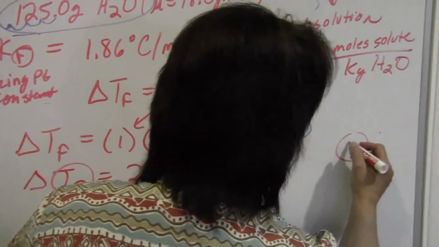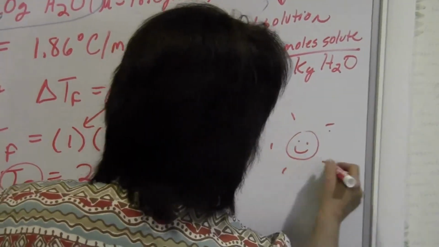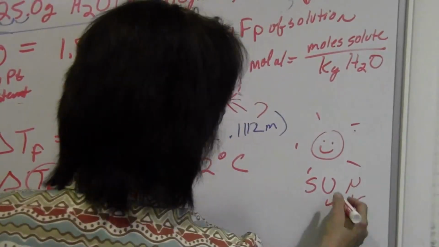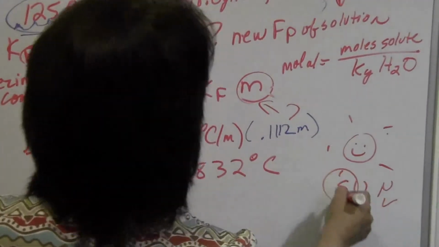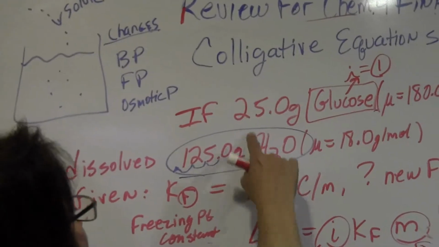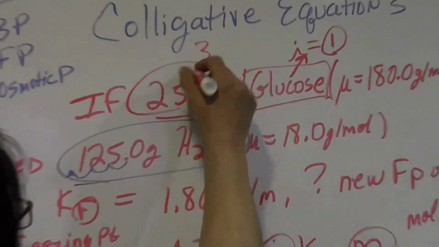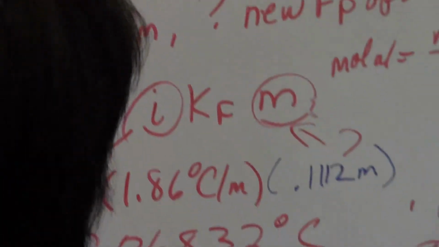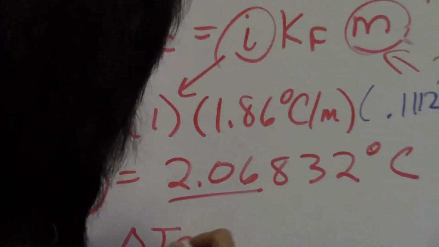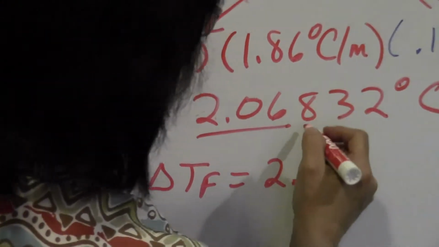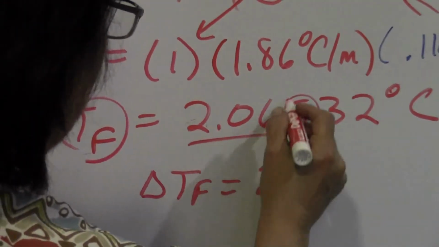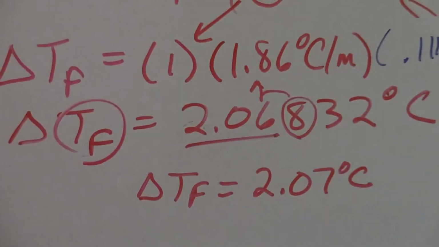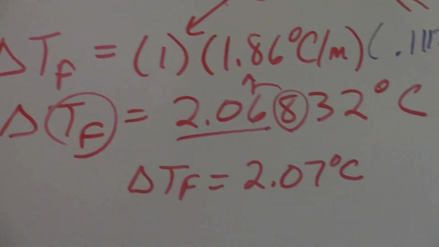Remember SUN: significant figures, units, and number. We have our number, we have our units. Let's do significant figures. Go back to the problem for that. We have 3 significant figures here, 4 significant figures here. We're going to make our answer 3 significant figures. So we have 2.06, and since the next digit is 5 or greater past our 3, 2.07 degrees centigrade.